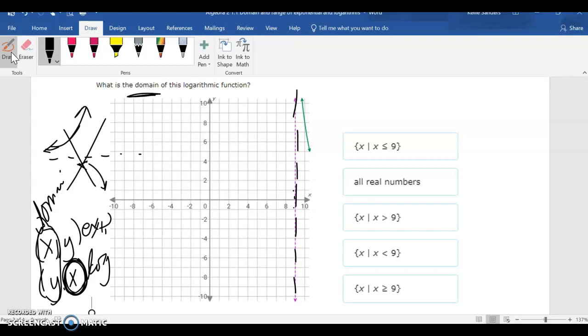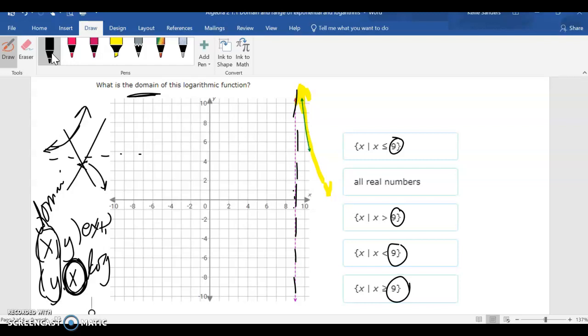We're not talking about that right now. We're talking about domain. So remember, domain is x's going left and right. Well, this is going to keep on going to the right, but it kind of has a wall there to go to the left. And where is that wall at? That wall is at 9.